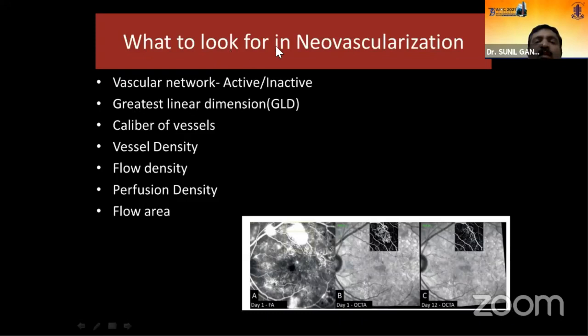What to look for in neovascularization? When you see a neovascular network, look at whether it is active or inactive. Look at the greatest linear dimension of the vascular network. Look at the caliber of the vessels in the neovascularization. Look at the vessel density, flow density, perfusion density, and the flow area in the neovascularization. All these things can be graded pre and post treatment so that it gives you an indication for better follow-up in these patients.